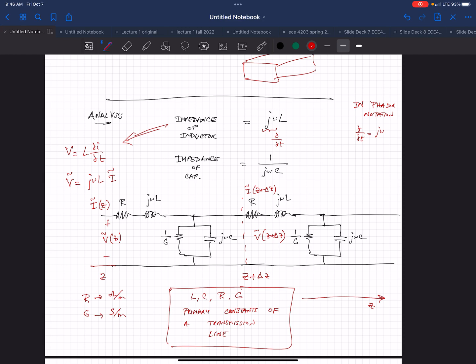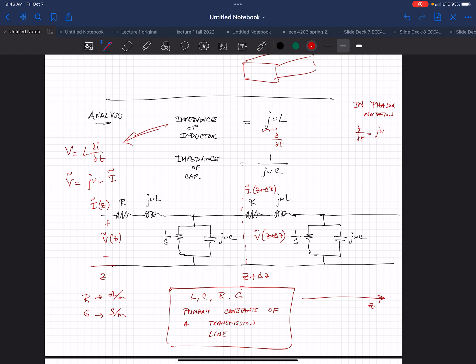Remember, for a lossless transmission line, we just had L and C. We didn't have these two resistors here. I'm doing exactly the same thing, except now I'm summing up the resistance, calling it capital Z, and I'm summing up this conductance with the capacitor and calling it capital Y. But the methodology is the same.